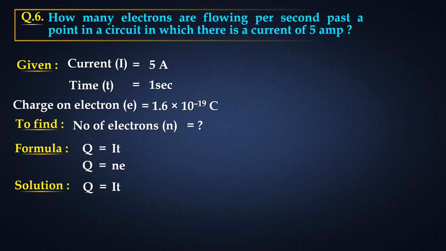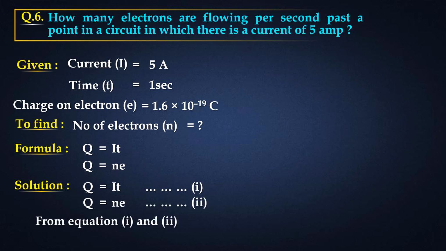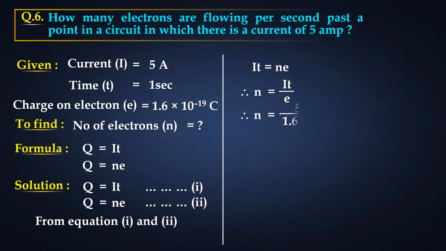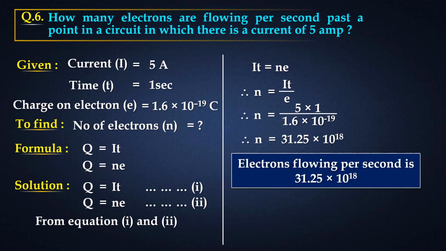Solution Q is equal to IT. This is equation 1. Q is equal to Ne. This is equation 2. From the equation 1 and 2, if you compare the two equations, we find IT is equal to Ne. Therefore, N is equal to IT by E. Therefore, N is equal to 5 into 1 divided by 1.6 into 10 to the power minus 19. That gives you N as 31.25 into 10 to the power 18. So your answer, electrons flowing per second, is 31.25 into 10 to the power 18. So here we have used two formulas. Q is equal to IT and Q is equal to Ne.